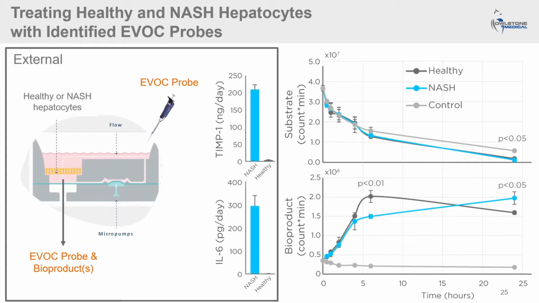Then when we have healthy hepatocytes, we observed a spike of the bioproduct 6 hours after the treatment, followed by a reduction, which is probably due to secondary metabolism. However, when we have NASH hepatocytes, we see that the production is slower, and also the secondary metabolism is lower, showing a peak after 24 hours.